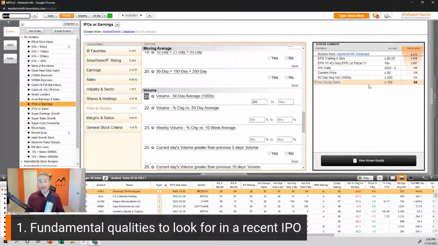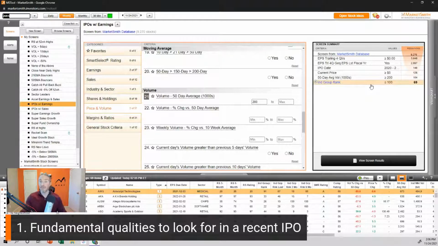One of the ways to do that is by trading stocks that have a little bit higher volume. So next up is the group rank. I want to trade stocks that are in the top 100 industry groups. In MarketSmith, there's 197 industry groups. I'd rather stick to the top 100 because the stocks in those higher industry groups, the industry groups that are performing well, are going to be the ones that tend to move.